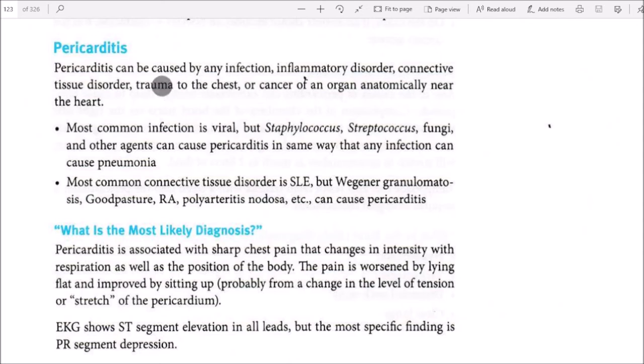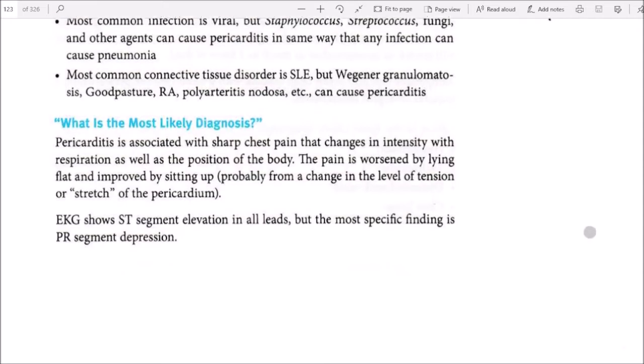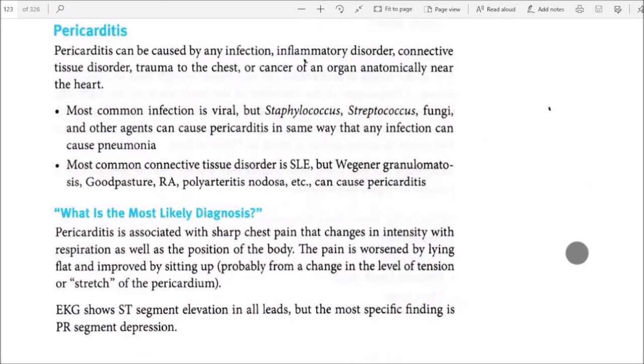Pericarditis. Pericarditis can be caused by any infection, inflammatory disorder, connective tissue disorder, trauma to the chest, or cancer of an organ anatomically near the heart. The most common infection is viral, but Staphylococcus, Streptococcus, fungi, and other agents can cause pericarditis in the same way that any infection can cause pneumonia. The most common connective tissue disorder is SLE, but Wegener granulomatosis, Goodpasture, rheumatoid arthritis, polyarteritis nodosa, etc. can cause pericarditis.